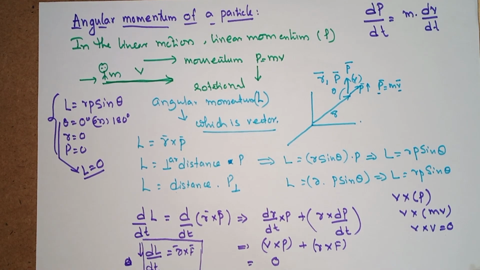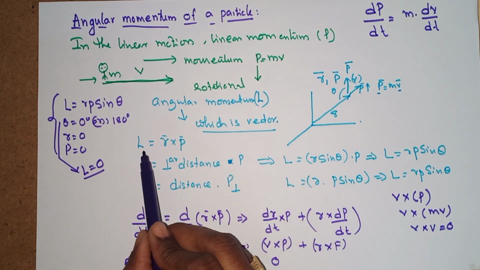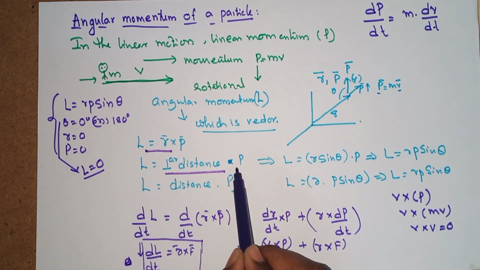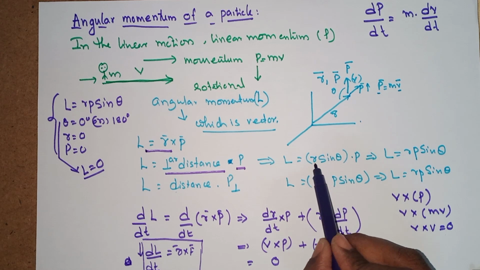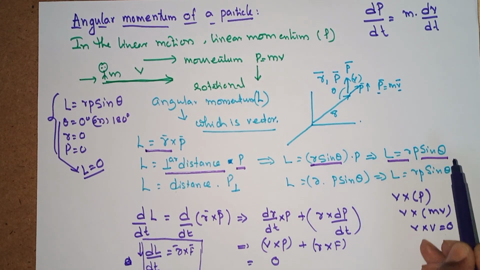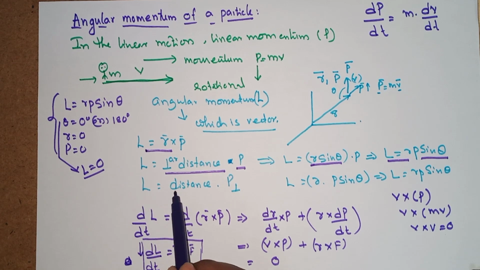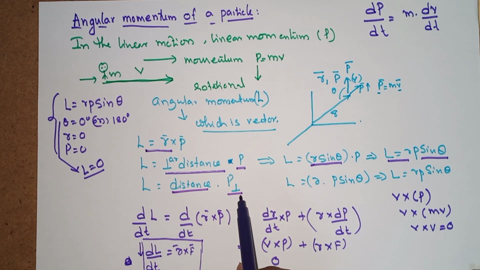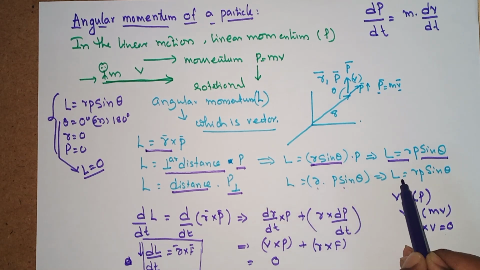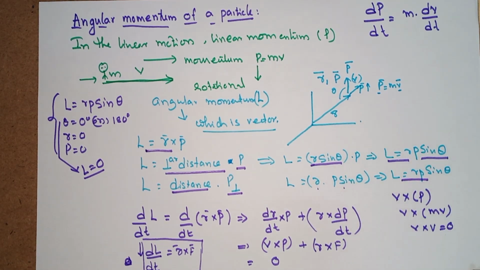Here we see r cross p, perpendicular distance into momentum. What is the perpendicular distance? R sin theta. We will get it as r p sin theta. Or distance into perpendicular momentum, you will write it as r into p sin theta, r p sin theta. Both you will get the same.